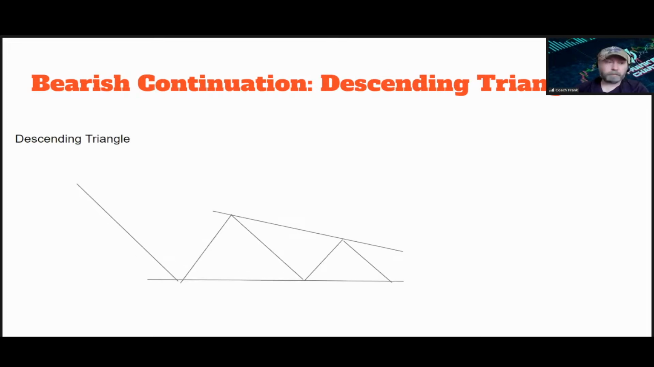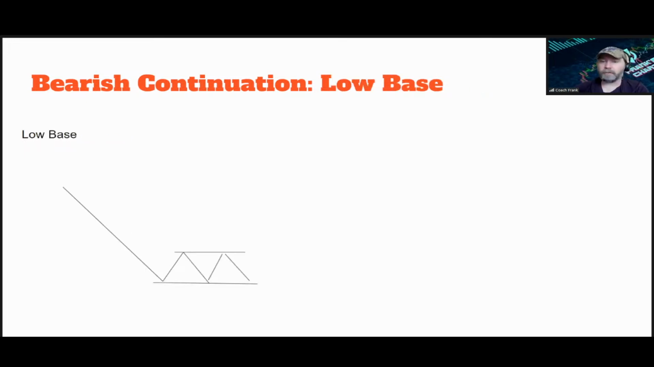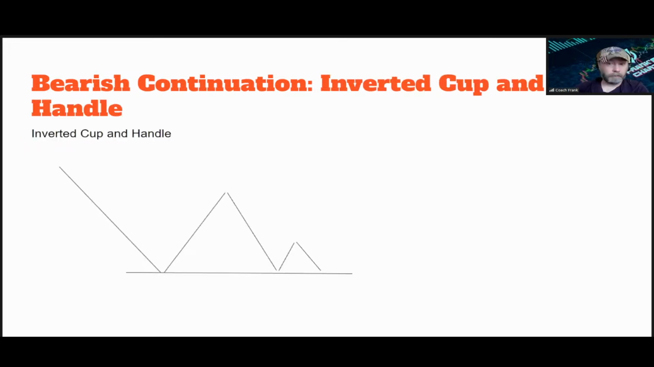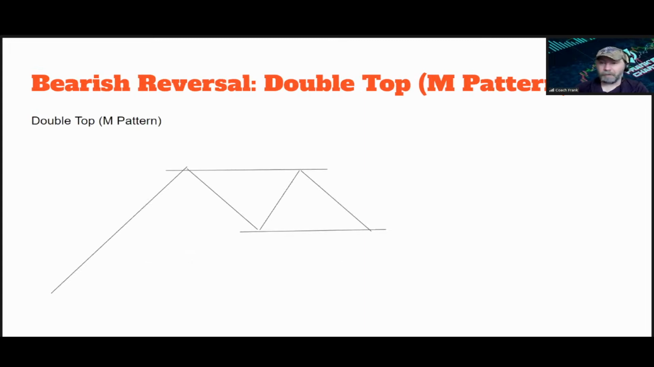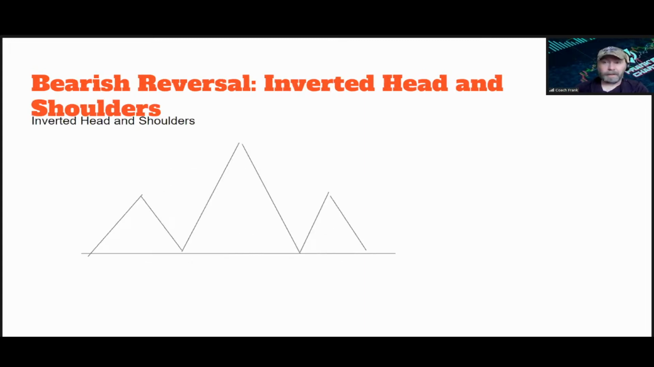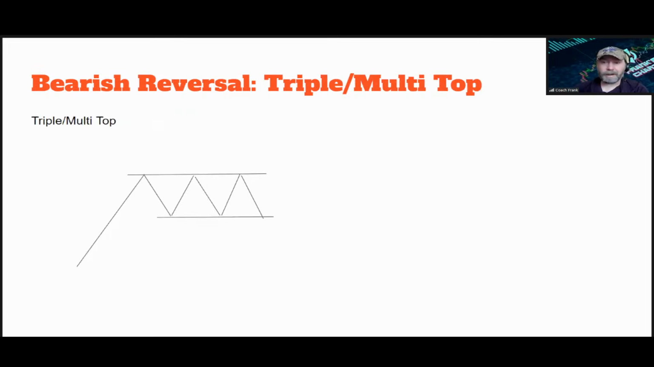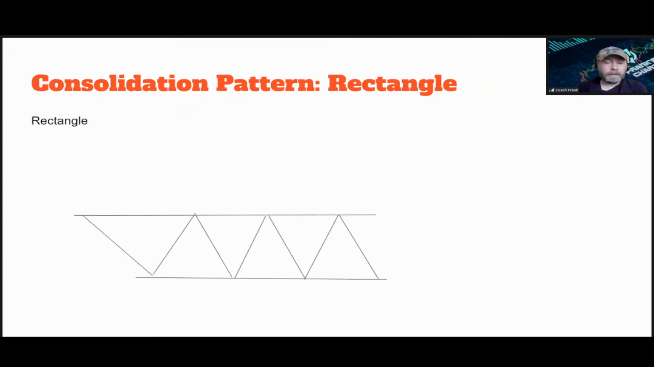And on the flip side, you're going to have the bearish equivalent for all of them, whether it's a descending triangle, a low base, an inverted cup and handle, a double top or an M pattern, inverted head and shoulders, the triple top, right? So you're going to have all of these for both the bulls and the bears. Another thing I love about breakouts is they're very similar, right? Whether I'm trading up or down, then you're going to have your consolidation.